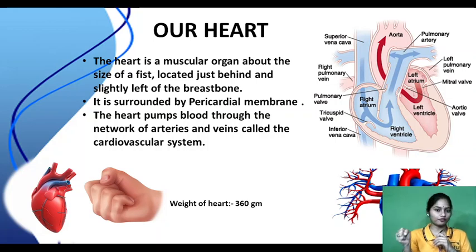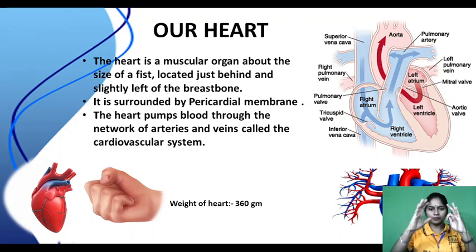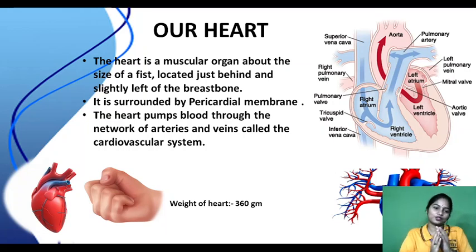It is the size of a fist. It means a closed fist, right? Can you see? This much only. My heart is this much small. And it is located just behind and slightly left of the breastbone. It means it is just behind the rib cage. Have you seen the diagram? We have two lungs, and the left lung is slightly smaller than the right lung, and that's why the heart is slightly tilted towards the left.